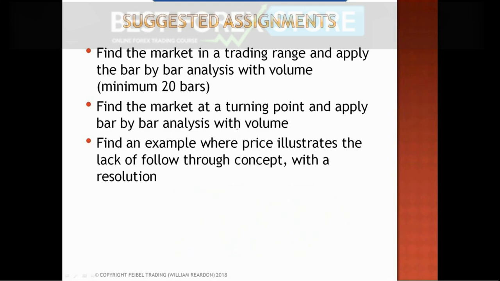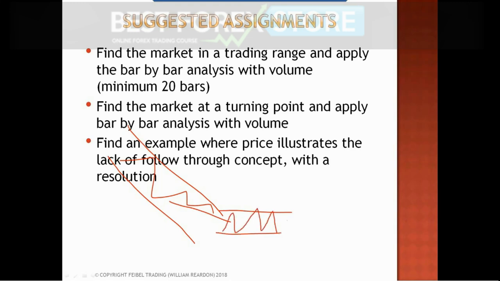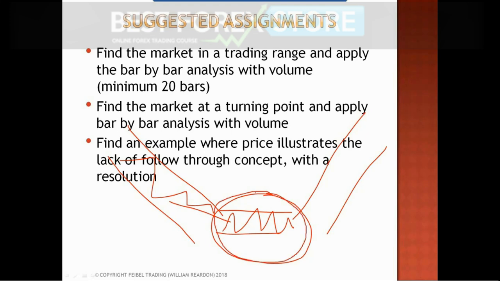And then find the market at a turning point and apply bar by bar analysis with volume. So say we're in a downtrend. We have shortening of a thrust, clustering of the closes, and then we have this sideways action here, and then we rally up. I would like you to analyze the turning point using bar by bar analysis with volume. This is a very, very useful skill to develop. Turning points, as I said, you can catch new trends, and you're right at the danger point.